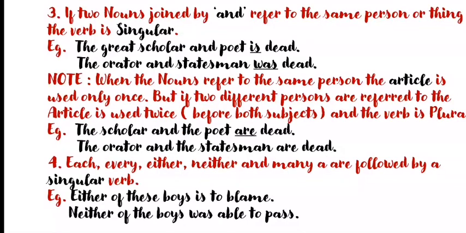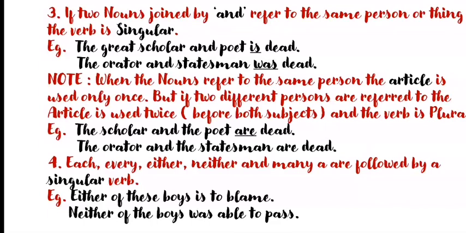If two nouns joined by and refer to the same person or thing, the verb is singular. The great scholar and poet is dead. The great scholar, one person, and poet. Is poet another person? No, it is the same person. Connected by conjunction and. So the verb used is singular.